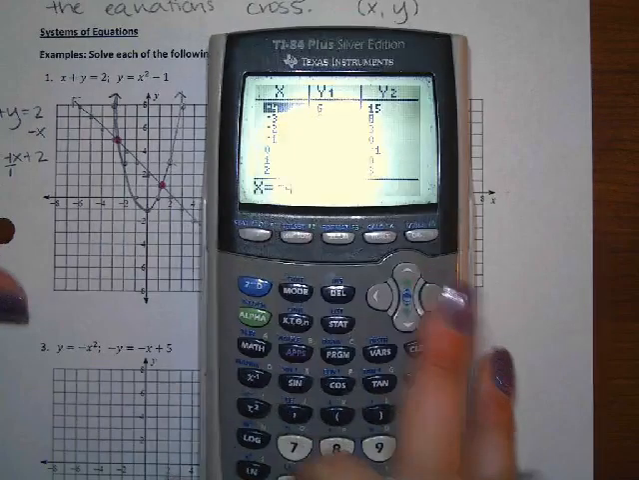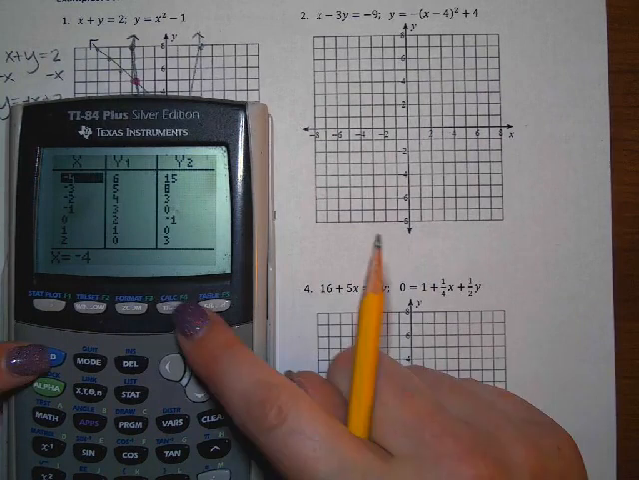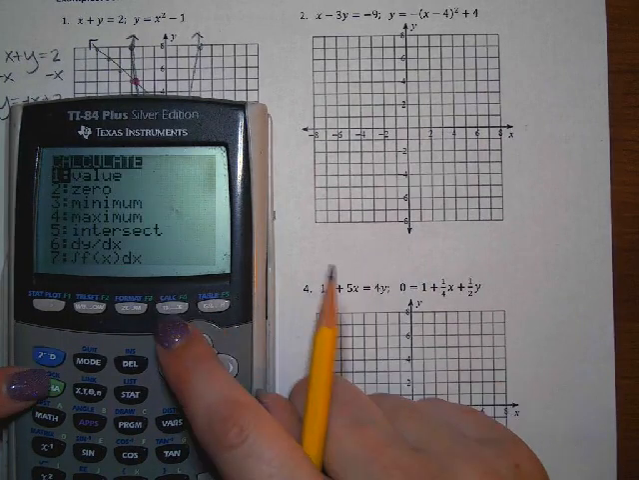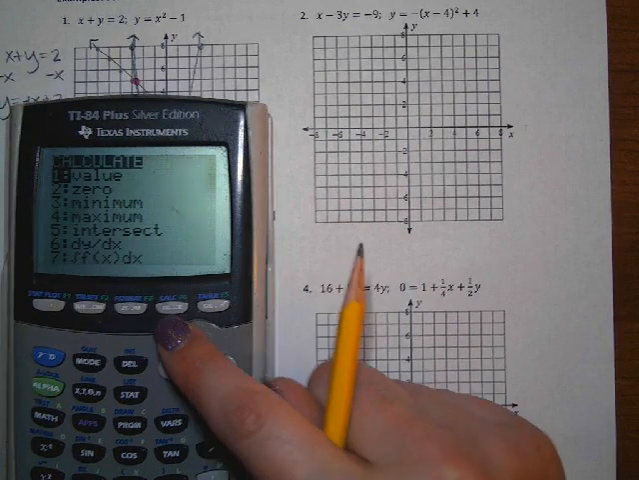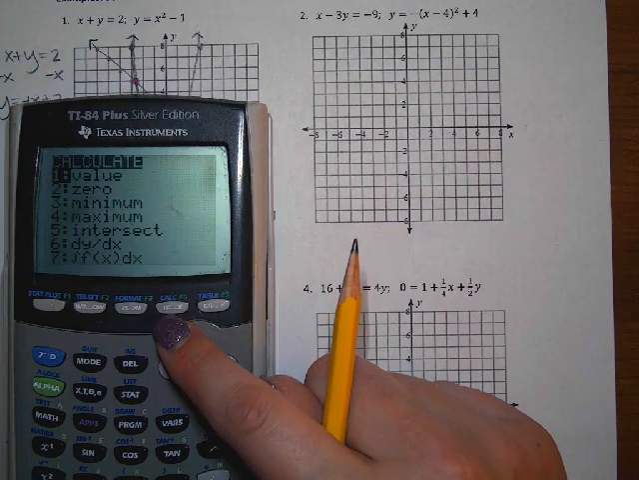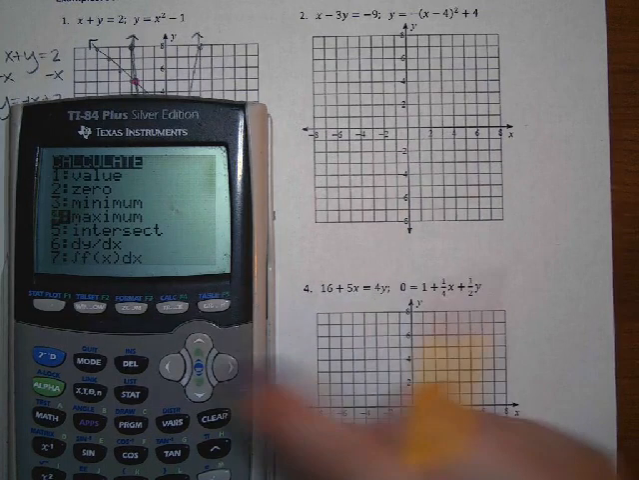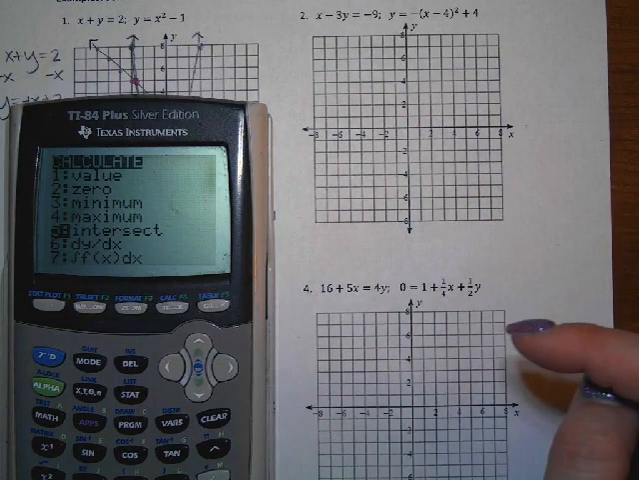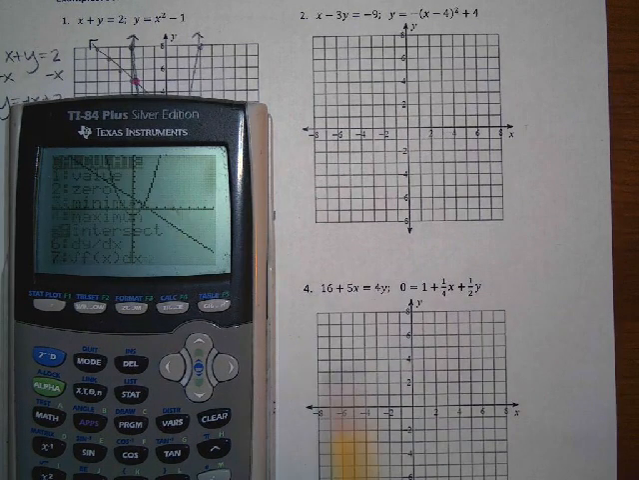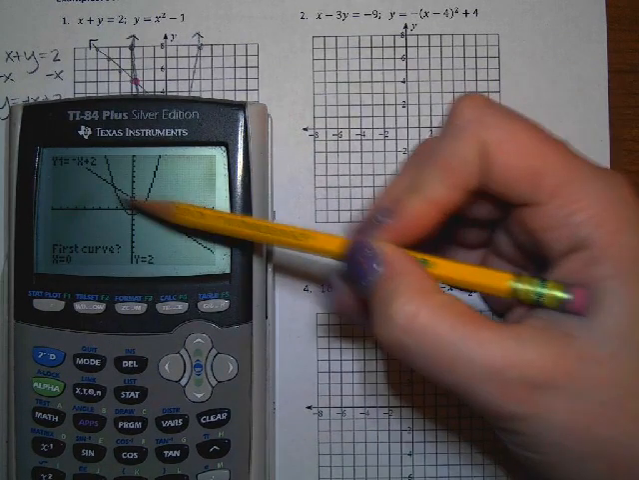To get the intersections of graphs, you hit second trace. Second trace takes you to a menu of options. Those options are different things that you can find on your calculator. So second trace, and we're going to go down to number 5, to find the intersection. Press enter. There are 2 intersections. There's one right here and there's one over there.